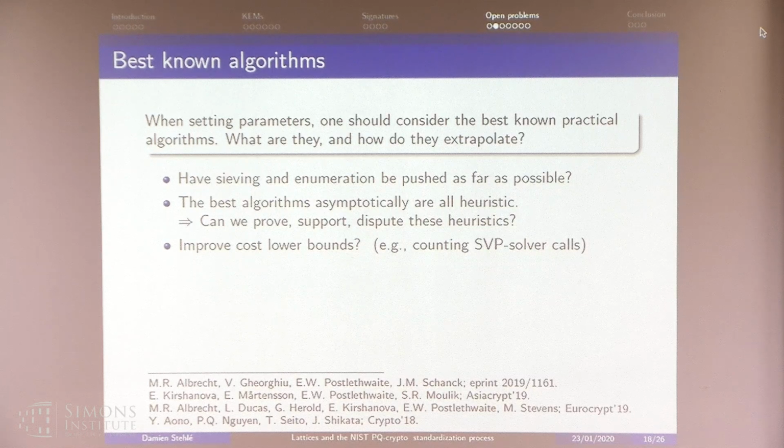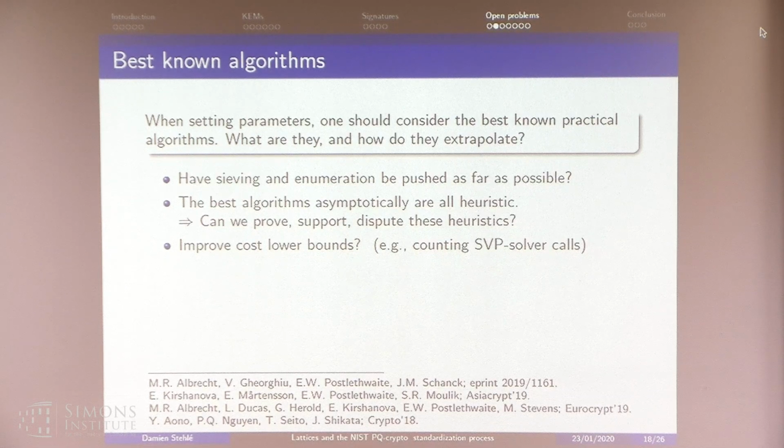Experimentation is another way. If you run lots of experiments on your algorithms, you somehow learn things about them, like concrete computations. And in particular, what can we do to support and dispute these heuristics? How far can we go into testing them experimentally and checking them? In particular, the fact that it's easy now to call this type of algorithms makes it easier to do experiments.